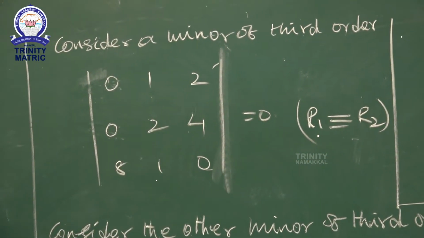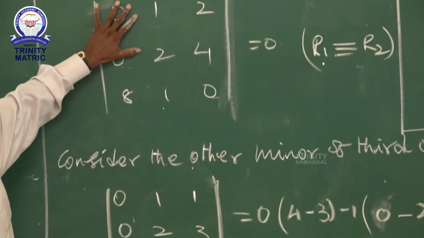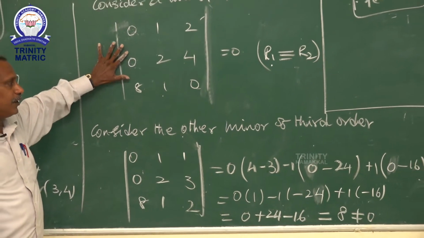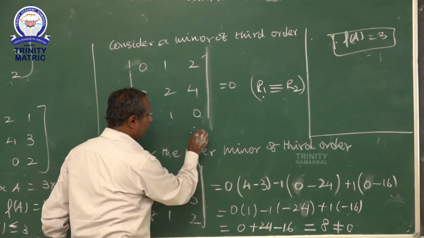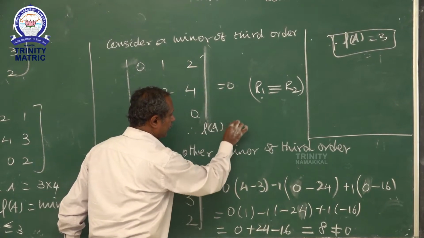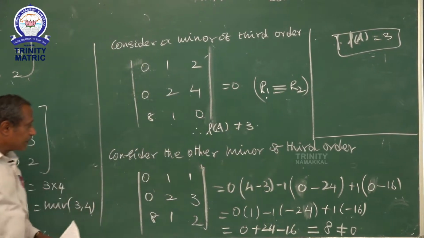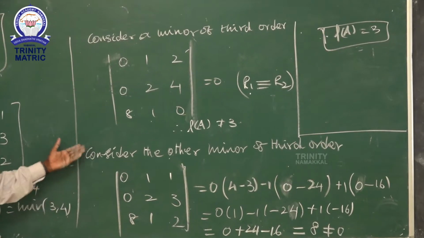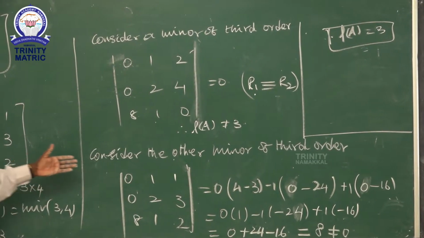So then these two things will be proportional, then the value of the determinant is 0. Therefore the third order determinant is 0. Actually according to this, therefore rank of A is not equal to 3, but we are having some other minor of order 3. That's why I move on to the next order of 3, I will check.